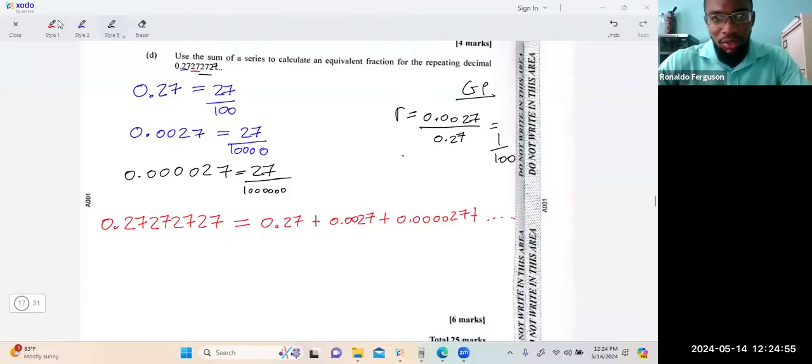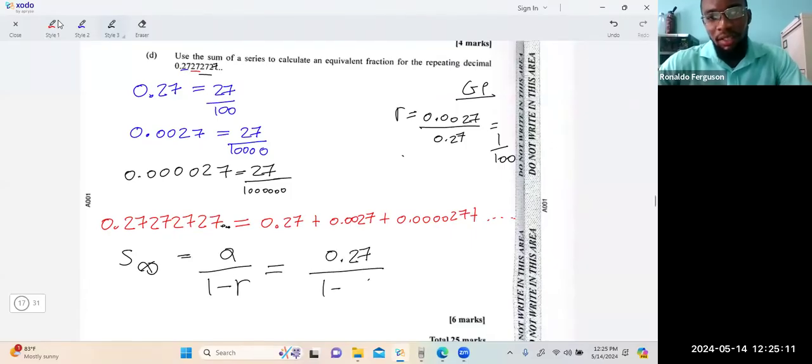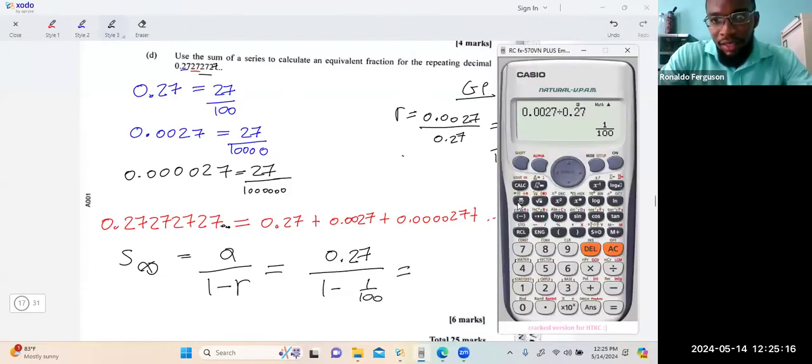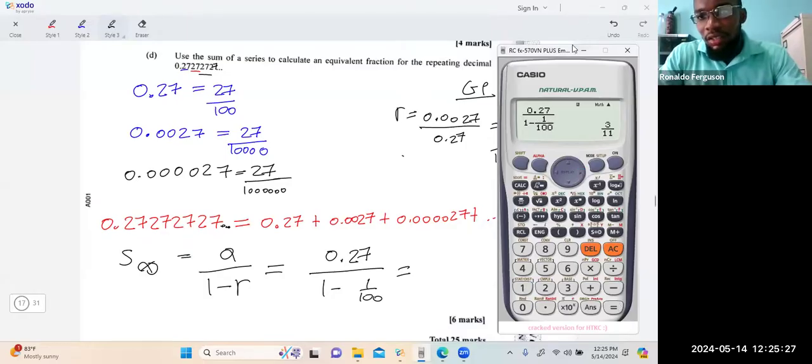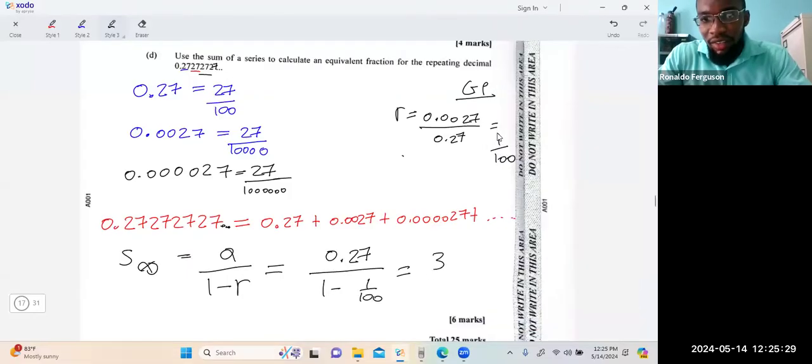All right, now continuing. Remember this right here: the 2727 continues forever, so it's sum to infinity. And sum to infinity is a over 1 minus r. So your first term is 0.27 over 1 minus 1 over 100. And then we'll put that in the calculator. 0.27 over 1 minus 1 over 100 equals 3 over 11. So that would be a recurring decimal right there.